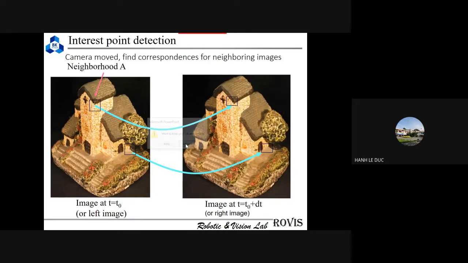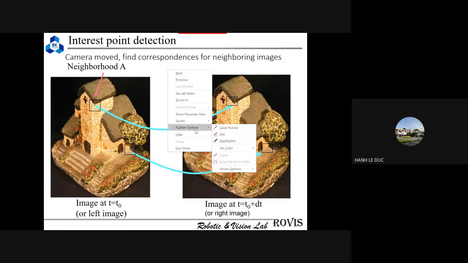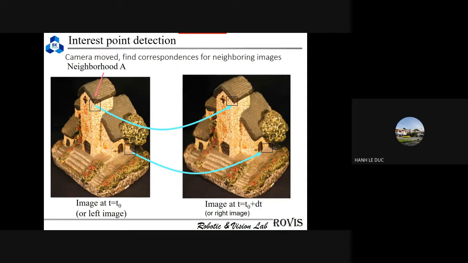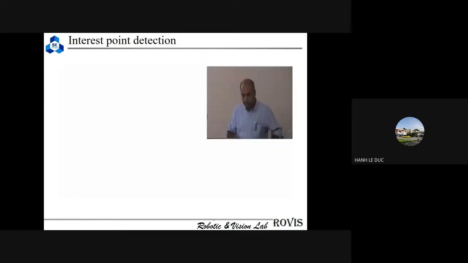Here, for example, they define an interest point: the corner of the roof here. And in the second image, they can find the similar, corresponding point at the same place.